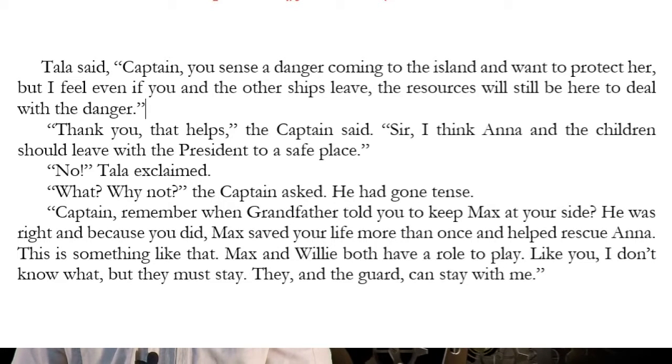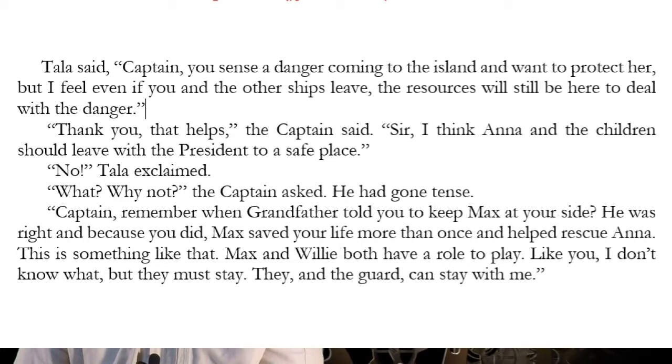Tala said, "Captain, you sense a danger coming to the island and want to protect her. But I feel even if you and the other ships leave, the resources will still be here to deal with the danger." "Thank you, that helps," the captain said. "Sir, I think Anna and the children should leave to a safe place with the president." "No," Tala exclaimed. "What? Why not?" The captain asked. He had gone tense.